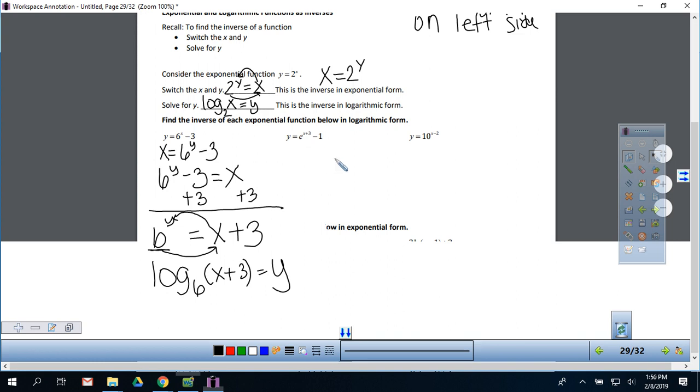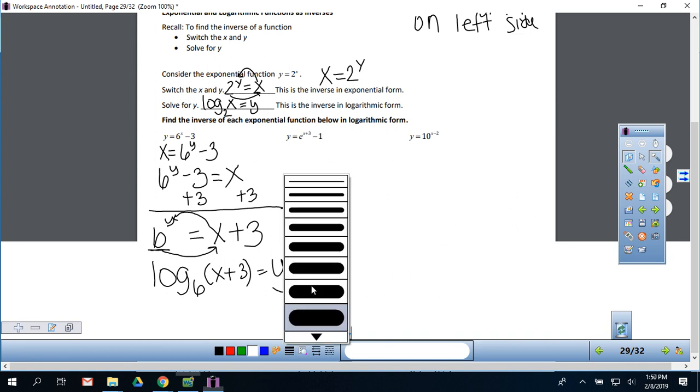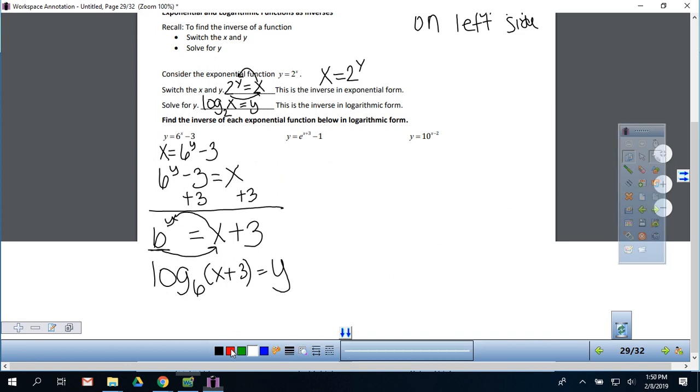Let's go through and do this next one. Are we feeling kind of okay? Yeah. New but weird? A little bit weird. Alright, so first step, swap our x and y. So y becomes x. And now we have e to the y plus 3 minus 1.